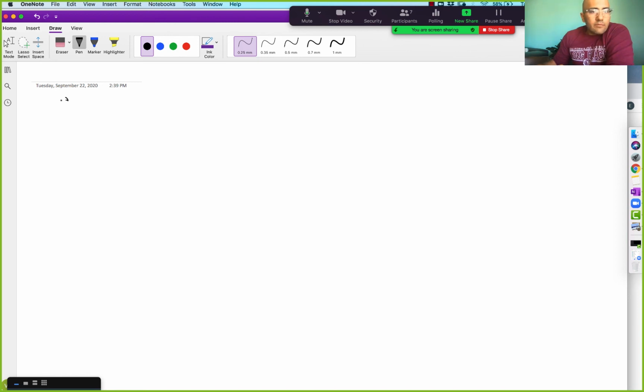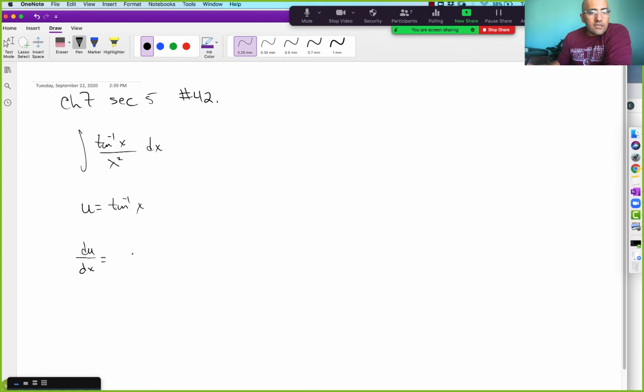So chapter 7, section 5, number 42 has the integral of tangent inverse of x divided by x squared dx. So let's try letting u equal to tangent inverse of x. Therefore, du dx is equal to 1 over 1 plus x squared. So du equals 1 over 1 plus x squared dx.